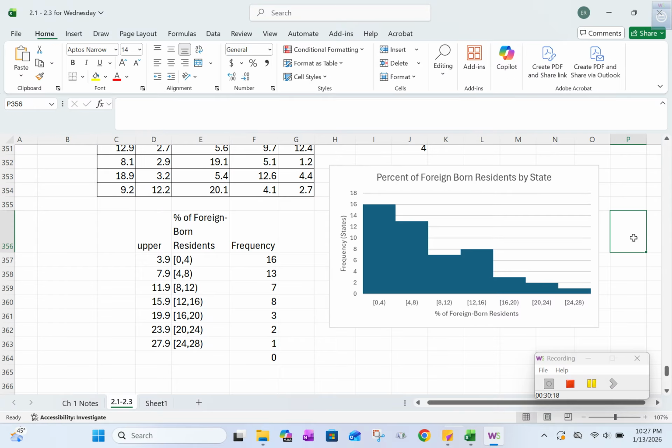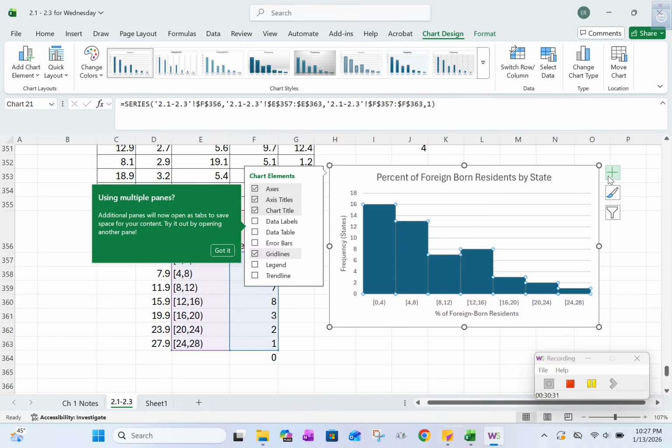And that's it. Okay. There are other ways to make a histogram, but this is my favorite because it looks the closest to a real histogram. Now, you can make this fancier by adding some other things. If you go back into this plus, you can add the data labels.